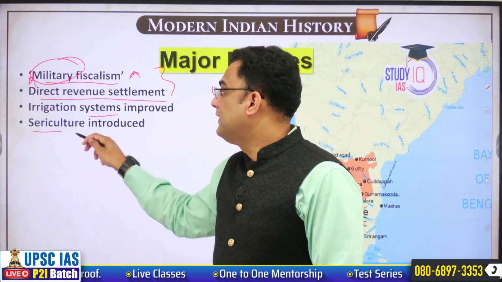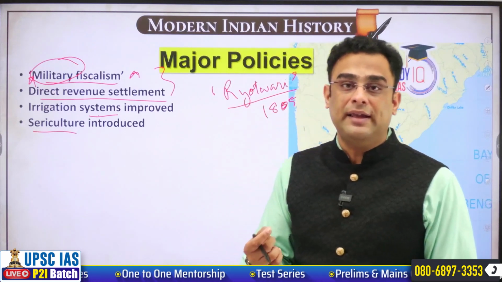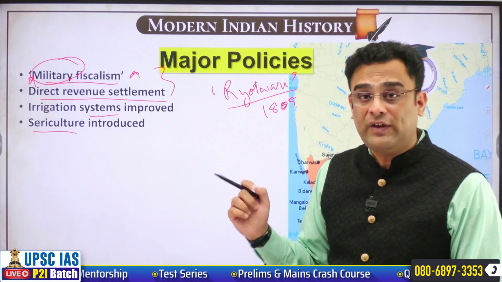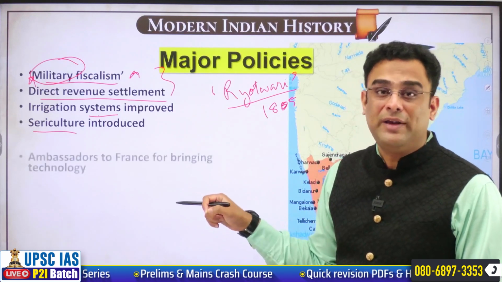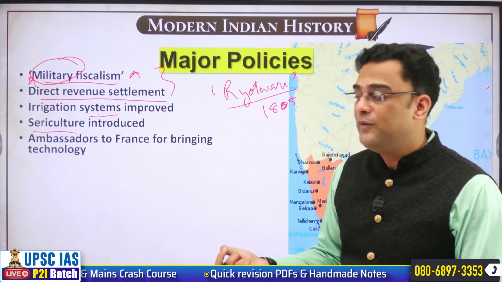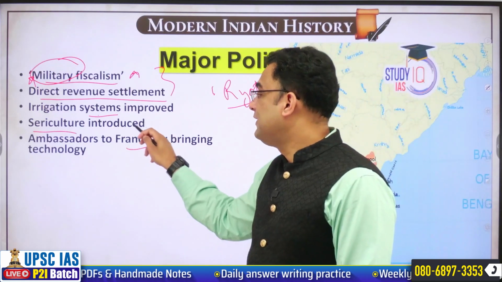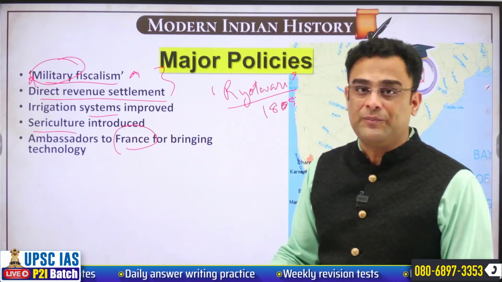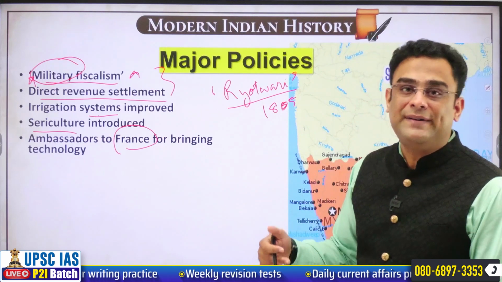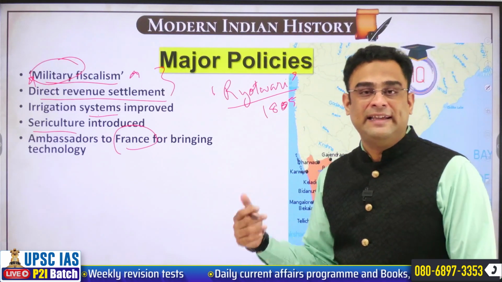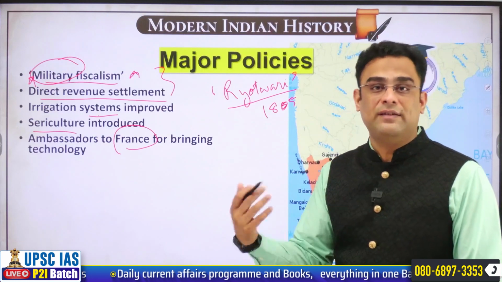Sericulture, okay, the art of making silk was introduced by Tipu Sultan in Mysore so that a new type of revenue can be drawn from. Ambassadors were sent to France. Now see the vision. Tipu Sultan understood that the advantage that EIC has is that it is an advanced civilization.